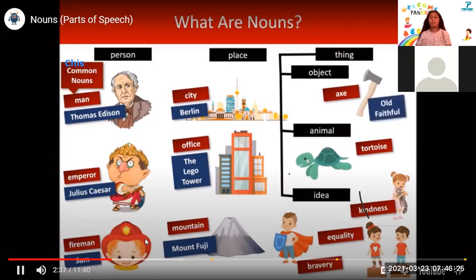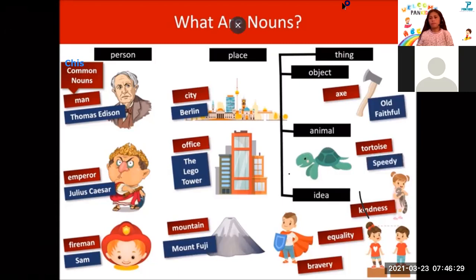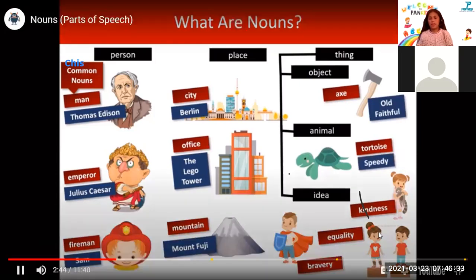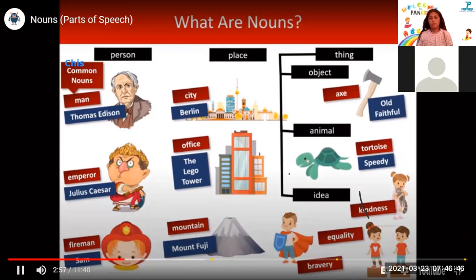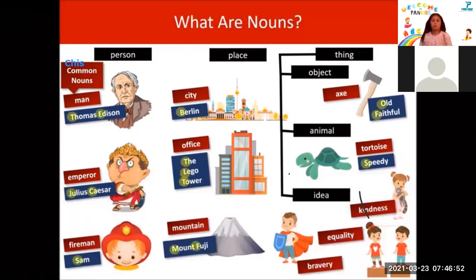This axe could be called Old Faithful. Or this tortoise might be called Speedy. Now these concepts, these ideas of bravery, equality, and kindness, tend not to have associated proper nouns. But we can. For example, a proper noun might be the theory of relativity, and that would be written with capital letters. So notice that the proper nouns have capital letters.